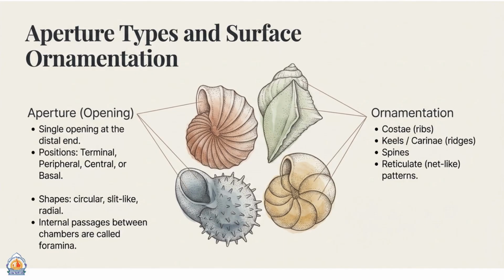A foraminifera test possesses an opening, which is called aperture, through which the organism extends its pseudopodia. The aperture may occur in different positions such as terminal, peripheral, central, or basal. Its shapes may also vary, being circular or slit-like or sometimes radial. In addition, the surface of the test may show some ornamentations like ribs, costae, keels, spines, carini, reticular patterns, etc.